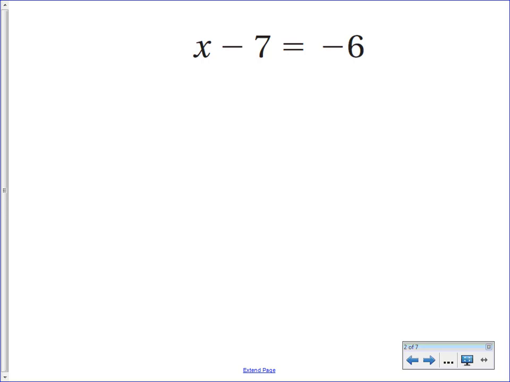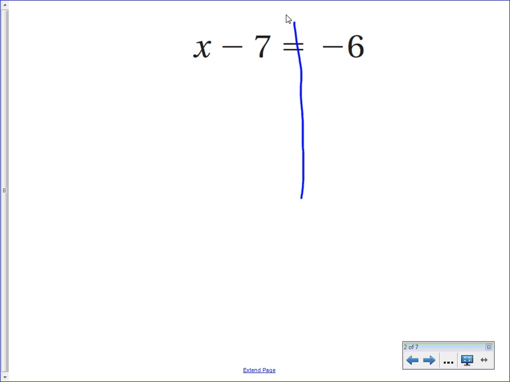So let's get started. First problem, x minus 7 equals negative 6. I'm going to start by putting a line down through my equal sign. Basically, that's going to help me remember that whatever I do on the left-hand side of the equation, I have to do on the right-hand side.